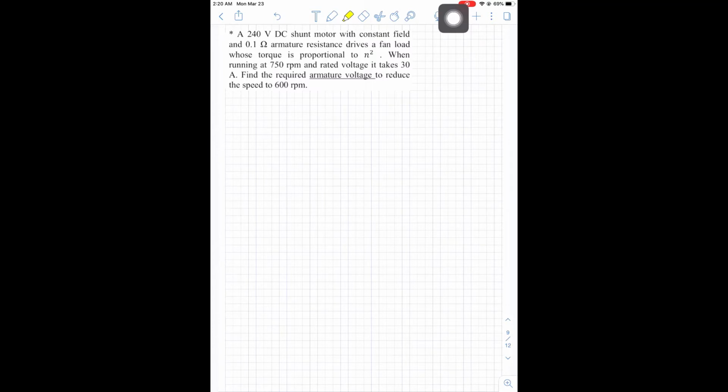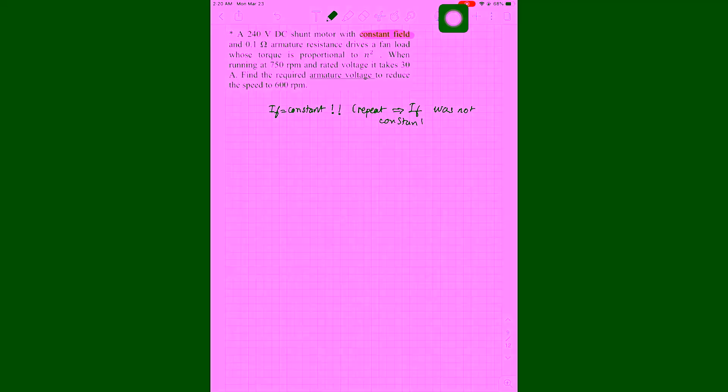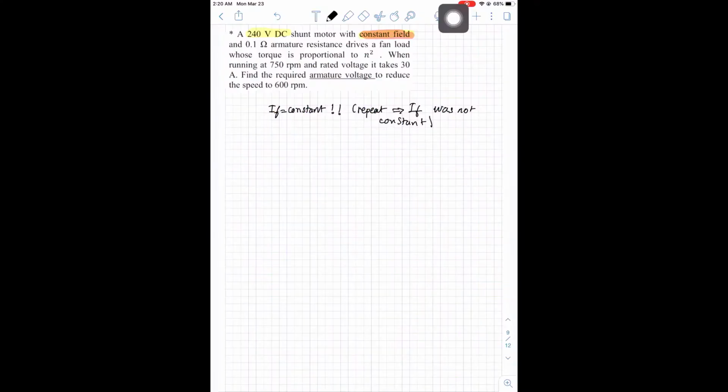So this is one of the important questions, which is similar to parts that you can see in the exams. We have a 240 V DC shunt motor, and the motor has a constant field. This is something you need to highlight, that the field is constant, so we need to write down that I_field equals constant. This is very important. You need to repeat the same question if I_field was not constant, so think about repeating this question again with I_field not constant.